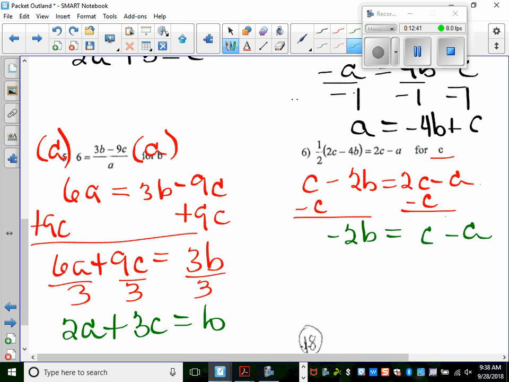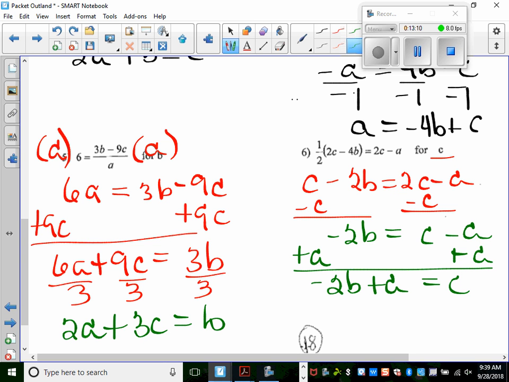All right, now since I'm solving for c, I got to get rid of which variable? The minus a. So what's the opposite of minus a? Plus a. So that's going to leave me with negative 2b plus a, or you could say a minus 2b because we usually like to have our variables in alphabetical order, equals c, but I would accept either one. Okay.